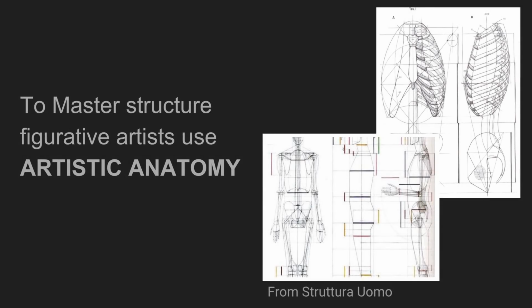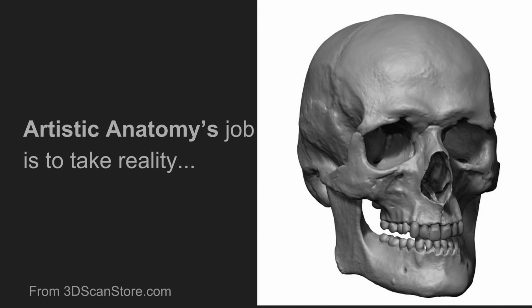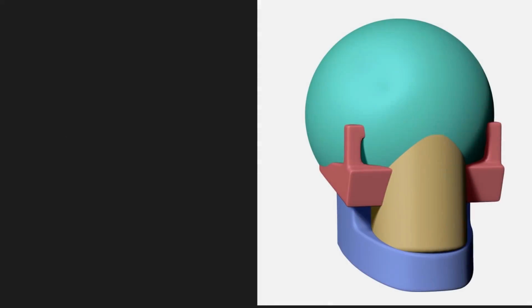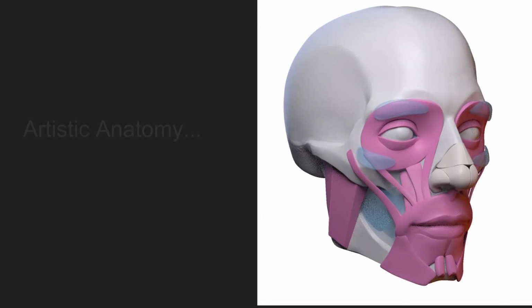So how do visual artists master structure? To master structure, the key thing that we do as figurative artists is we use artistic anatomy. That's the core of it, right? And artistic anatomy's job is to take reality, as we see it here, and organize it into something that we can use, that can become part of our process. Reality is messy, but this has been dissected relatively well, right? If it wasn't, there'd be even more of a mess, with all kinds of fascia and all kinds of stuff going on. Artistic anatomy.